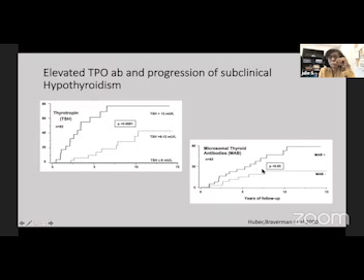And similarly, the presence of antimicrosomal antibodies or peroxidase antibodies also shows a separation in the graph early on. Which means that within even less than 2.5 years, there is a split in the graph, and it shows that they are more likely to progress to overt hypothyroidism.